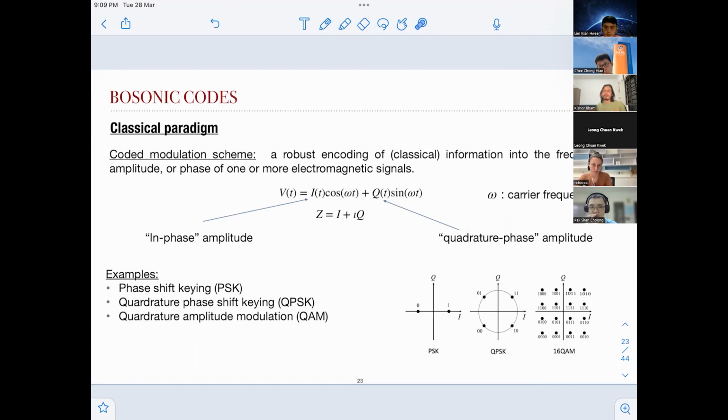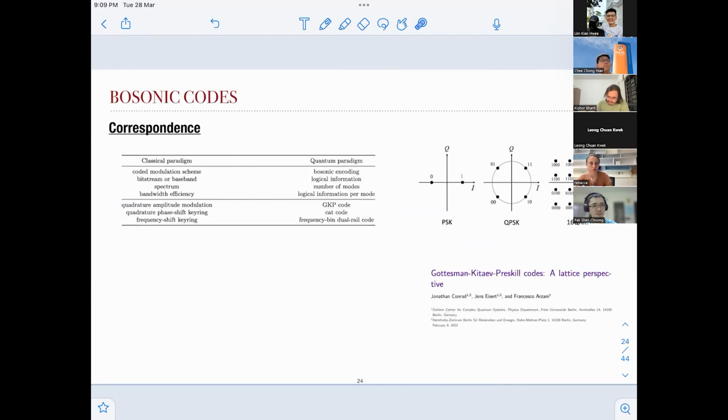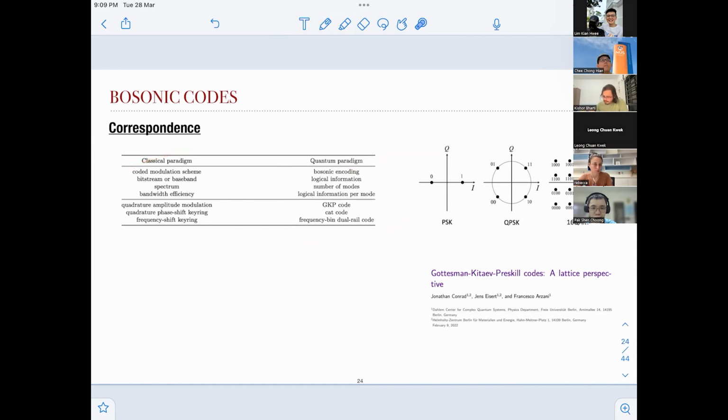And it seems that the bosonic codes are a relatively less explored area, and there is a lot of room for progress here. So this is the correspondence between classical and quantum. You have the classical coded modulation scheme, and here you have the boson encoding and so on. You can access the slides later.